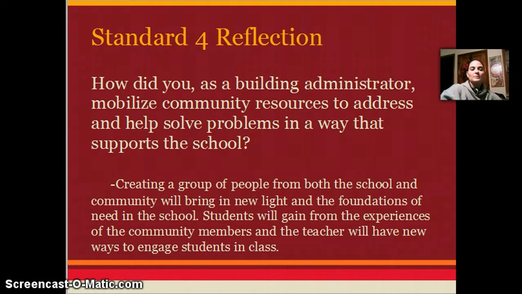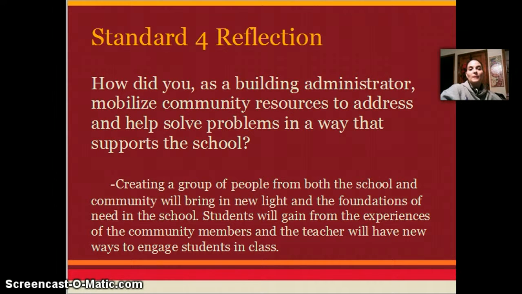How did you, as a building administrator, mobilize community resources to address and help solve problems in a way that supports the school? Creating a group of people from both the school and the community will bring in new light and the foundations of the need of the school. Students will gain from the experiences of the community members, and the teacher will have new ways to engage students in class.